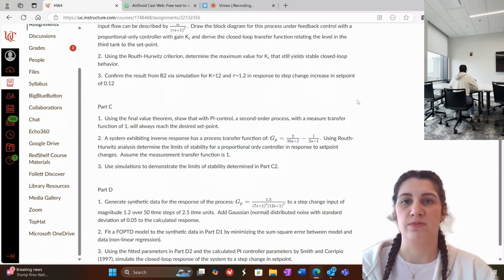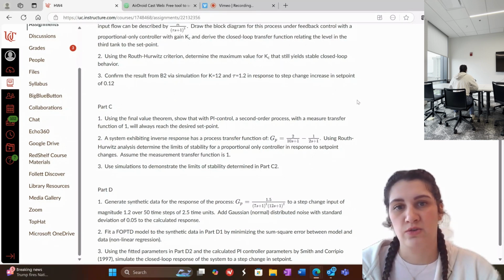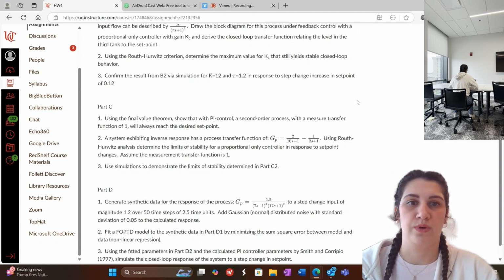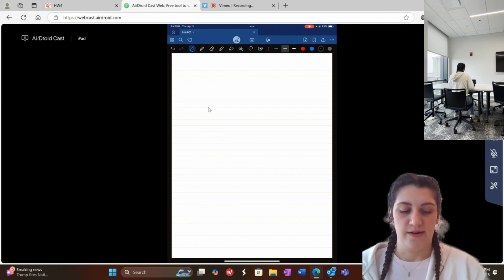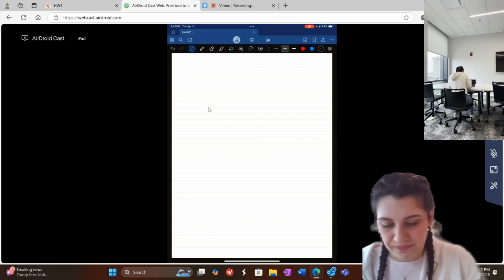Using the final value theorem, show that with PI control, a second-order process with a measurement transfer function of 1 will always reach the desired set point. To start out with this problem, we're going to draw out this scenario.